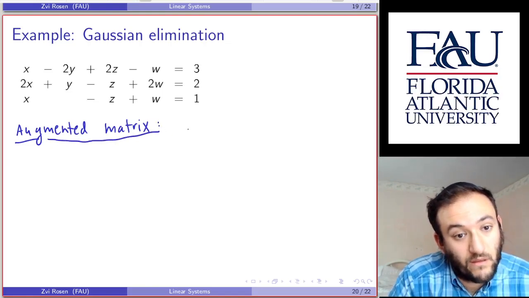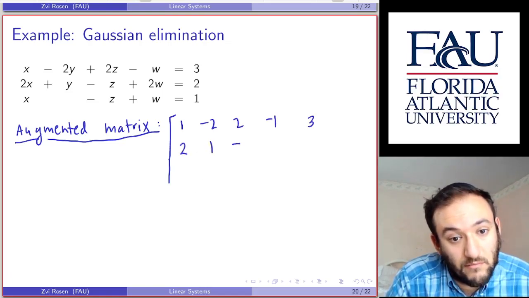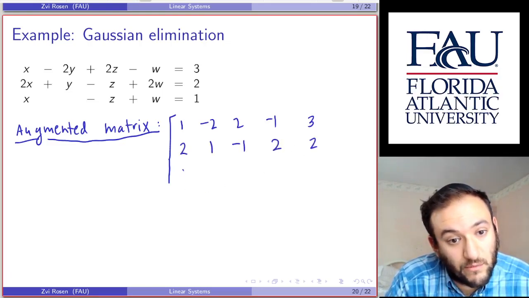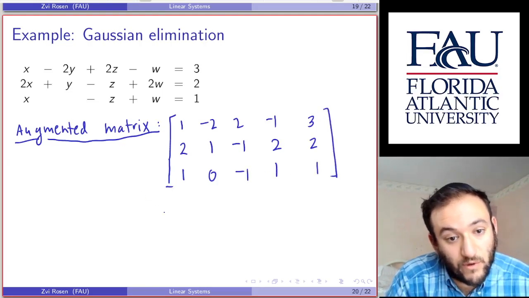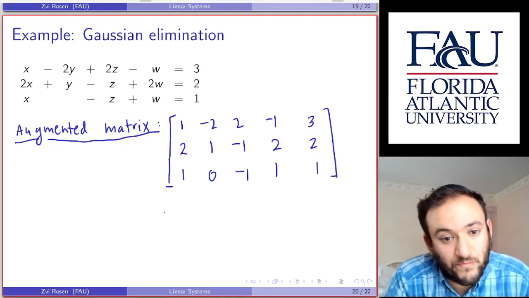Okay, so what is that in our case? We have 1, minus 2, 2, minus 1, 3. Okay, that's the top row. Then we have 2, 1, minus 1, 2, 2. And we have 1, 0, minus 1, 1, 1. Okay, these are our 3 equations. This is our augmented matrix for the system of 3 equations.